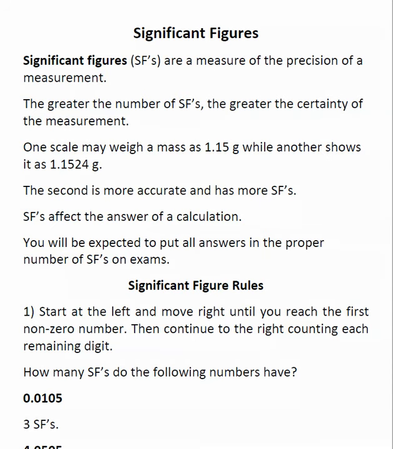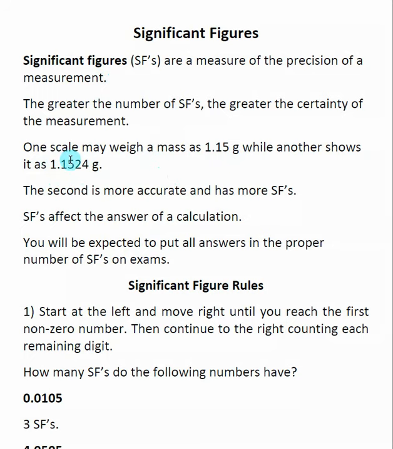Significant figures are a way to measure the precision of a measurement. And the idea is that not all measurements are the same. So if I have a scale and I weigh a mass and I get a reading of 1.15, and then I take that same mass and weigh it on a different scale and I get a reading of 1.1524, we can say that this second measurement is more accurate.